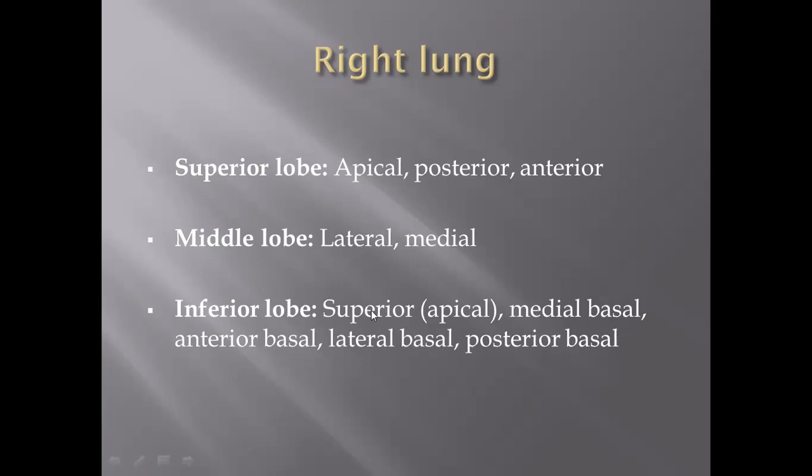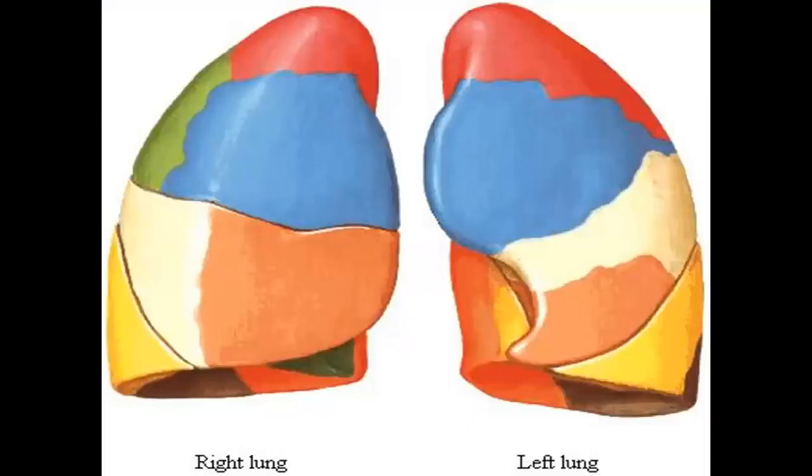Four on the lower side and one at the apical. So five bronchopulmonary segments for the inferior lobe, two for the middle, and three for the superior lobe. So 5 plus 2 plus 3, total 10. So for the right lung, there are 10 bronchopulmonary segments. Also for the left lung, there are 10 bronchopulmonary segments.